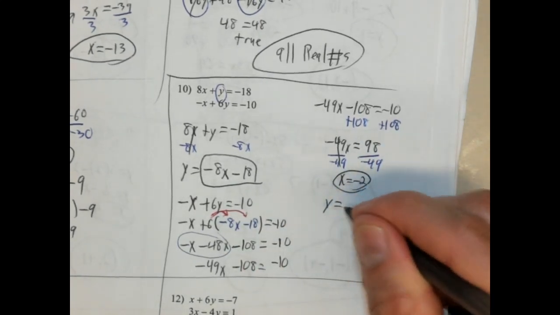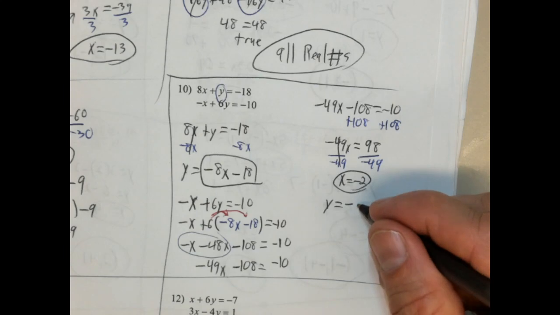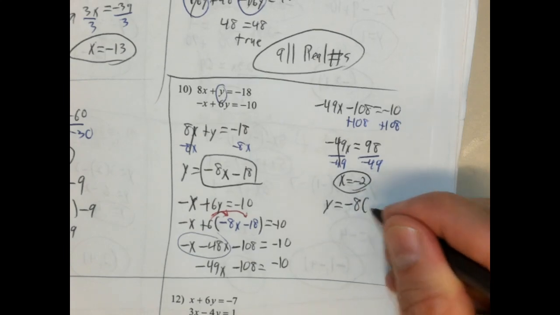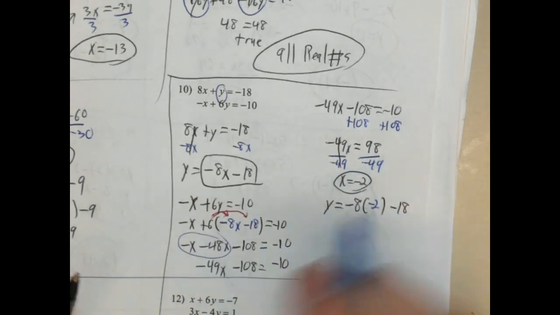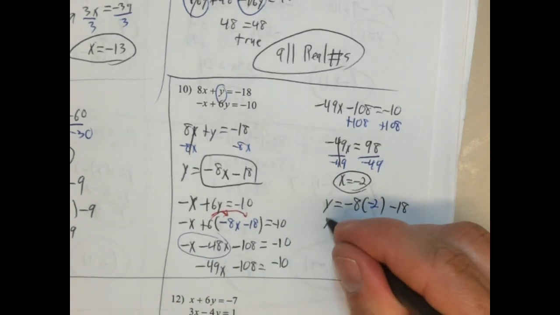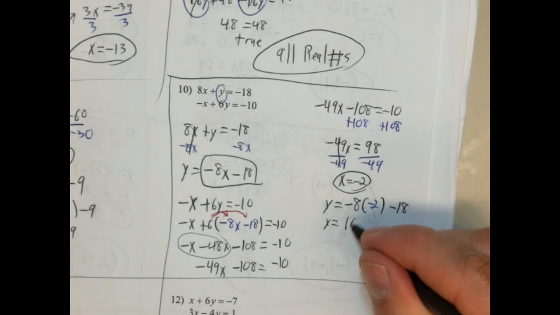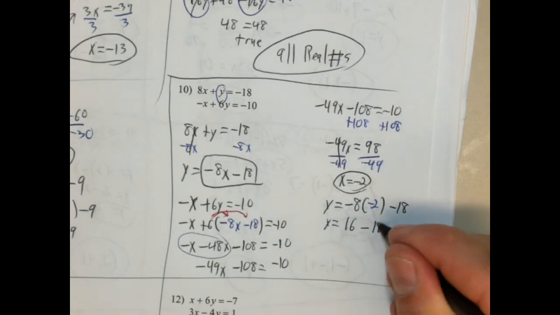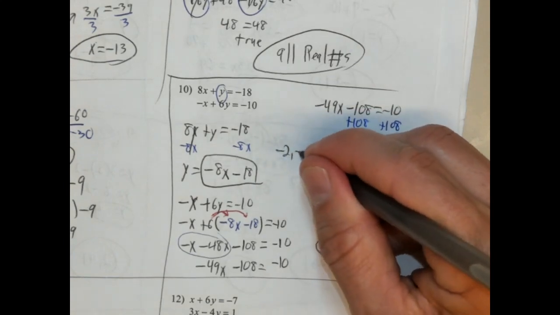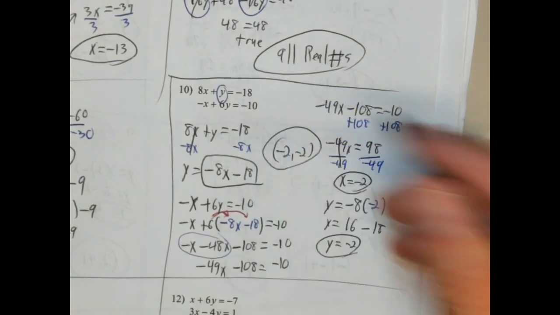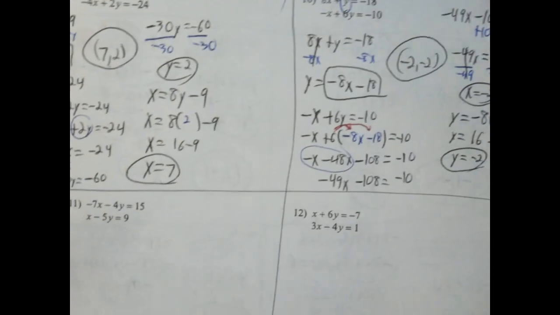So y equals, I'm going to just write it with the negative 2 because we're going to run out of space otherwise. 18. Okay, so we're going to follow our order of operations. So this would be positive 16, and 16 take away 18 would be negative 2. So it's negative 2, negative 2. Okay. All right, sweet. We have 2 more to go.